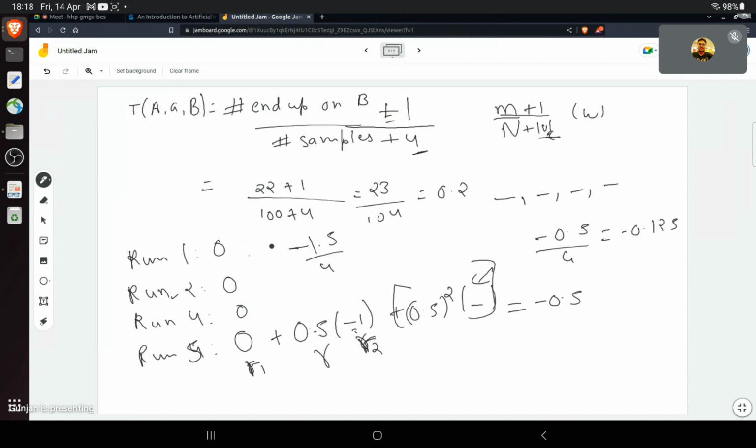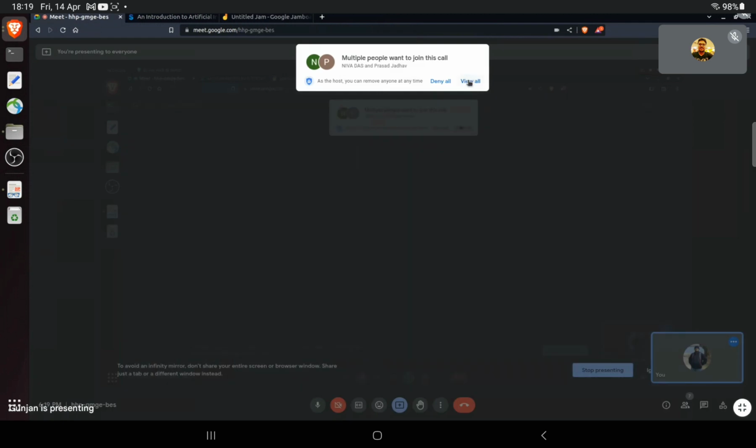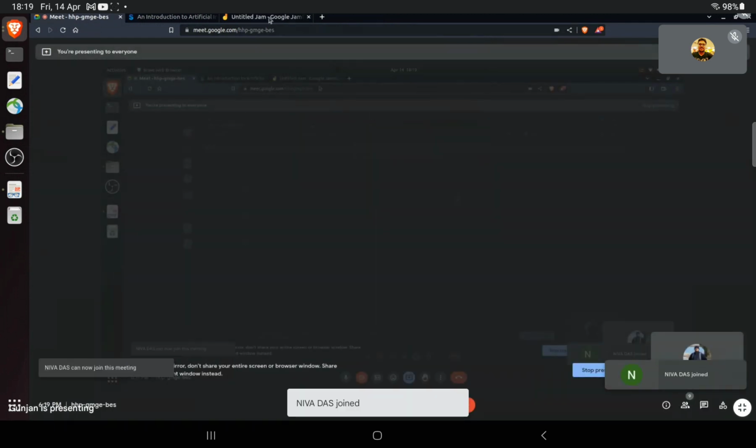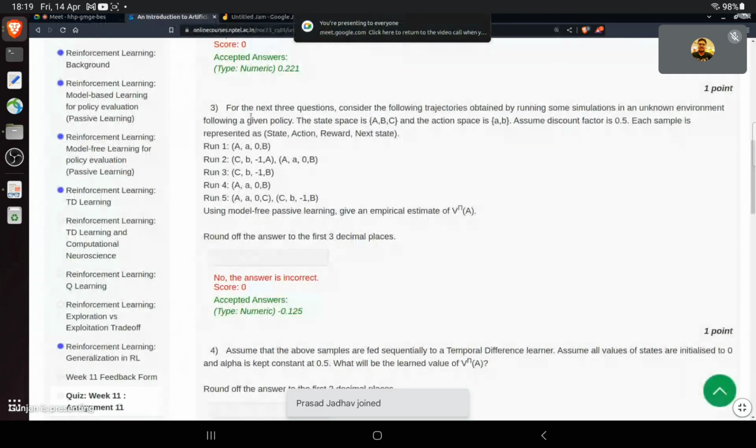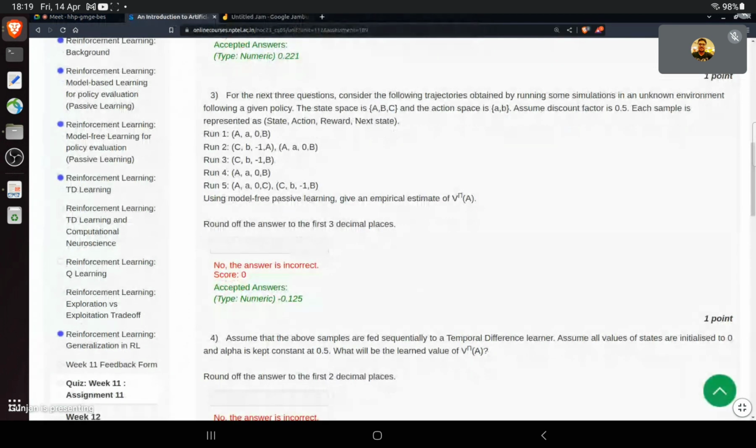So in run 1 the reward was 0, in run 2 the reward was 0, for run 3 there was no instance of a, so we did not consider it. For run 4 the reward was 0, and for run 5 it was 0 plus 0.5 times -1, because the gamma value was 0.5. So it is minus 0.5. And since there were four cases, minus 0.5 divided by 4, which is minus 0.125. And that's how we get the value. Is it clear now? Yes.